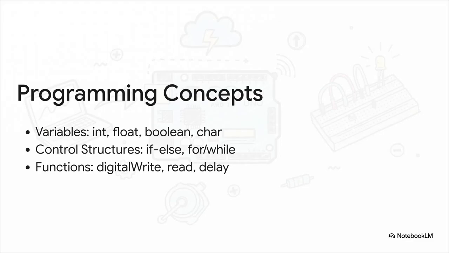To actually fill out those sections, we're using a simplified C++-based toolkit. We store our data in variables, things like integers and booleans. We route the brain's decision-making through control structures like if-else statements. And crucially, we trigger the physical actions using core functions like digitalWrite and delay.